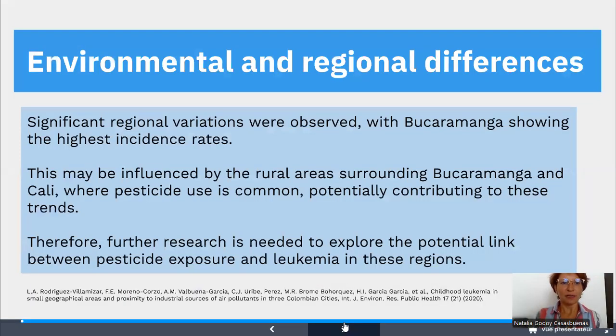Additionally, we found significant regional variations, with Bucaramanga showing the highest incidence rates. These may be influenced by the rural areas surrounding Bucaramanga and Cali, where pesticide use is common, potentially contributing to these trends. Therefore, further research is needed to explore the potential link between pesticide exposure and leukemia in this region.